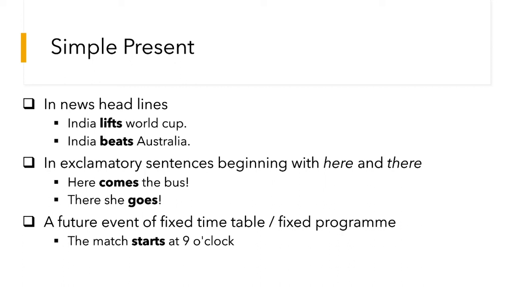And in exclamatory sentences that begin with here and there, like, here comes the bus. There she goes. If you see here, we added es to the verb go. Why? Because she is singular. So that's why we added es to the verb. It is also used to express a future event of a fixed timetable or fixed program. Like, the match starts at 9 o'clock. So these are the examples that we use for simple present.